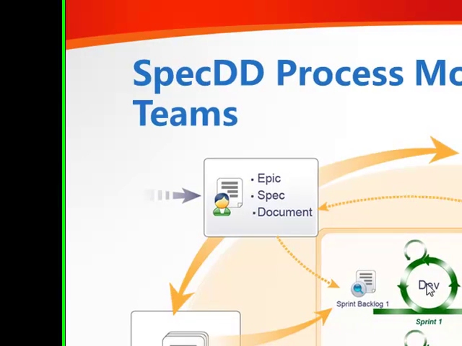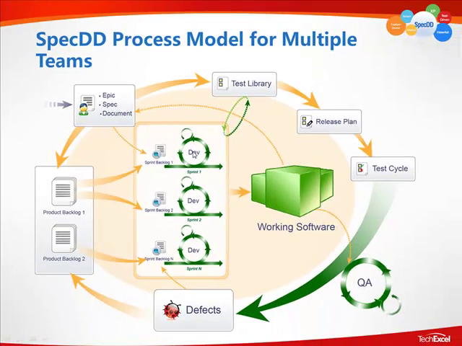And then this one piece of working software is passed off to our QA team or teams. QA teams can also have multiple teams. They test this one working software, though, for its defects, which then come back into the product backlogs.